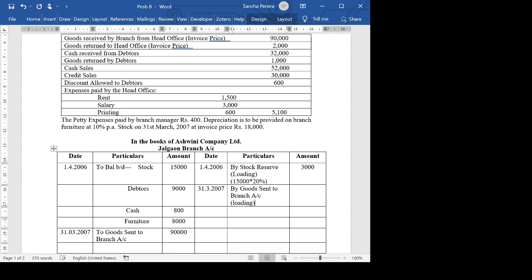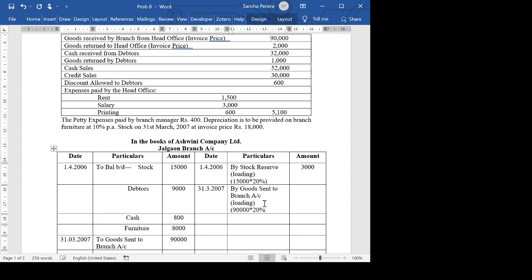So here we will do the calculation accordingly. It's going to be 90,000 into 20% or 1/5, which is 90,000 into 1/5, which comes to 18,000.